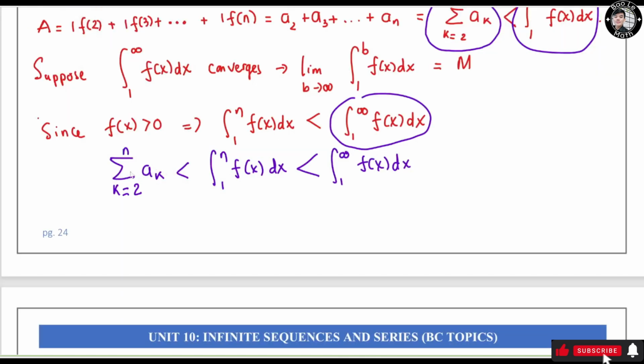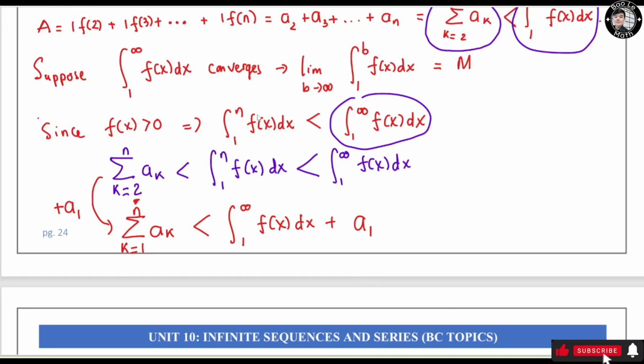Now look at this series. It starts from 2, but we need this series to start from 1, so we're going to add a sub 1 to both sides. So we have the series a sub k when k goes from 1 to n less than the integral from 1 to infinity of f of x dx plus a sub 1.